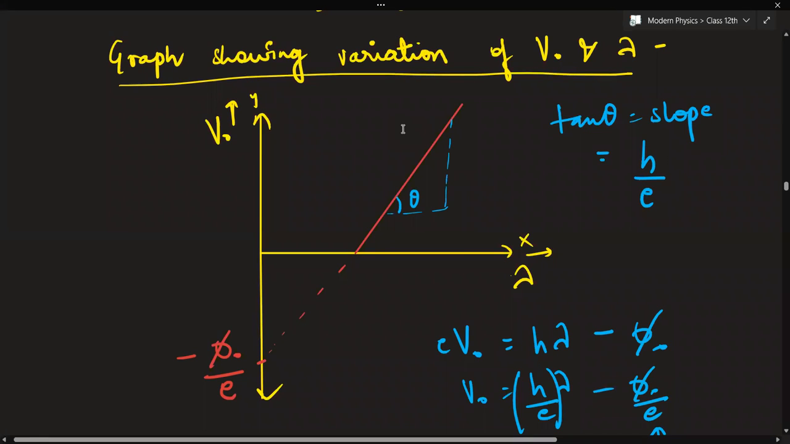This completes your photoelectric effect. 5 to 10 minutes will be taken on de Broglie, but that I'll complete in the next class only. Then I'll just start with the next lesson, that is your atoms. Atoms is also a smaller chapter. Note it down, text me done when you have completed.